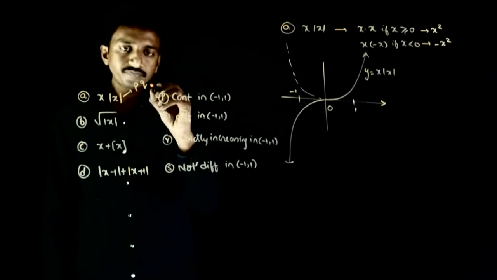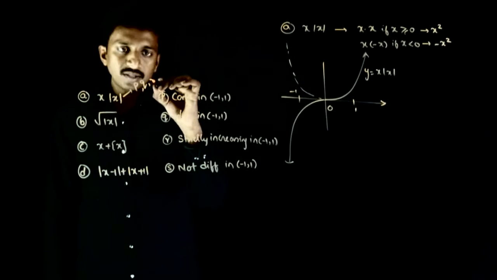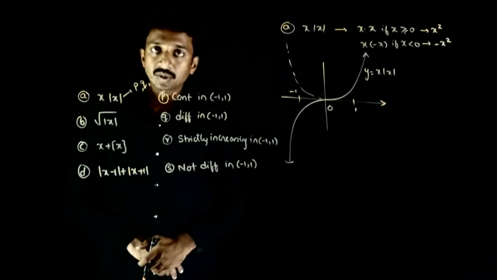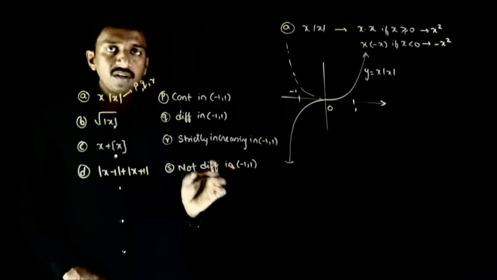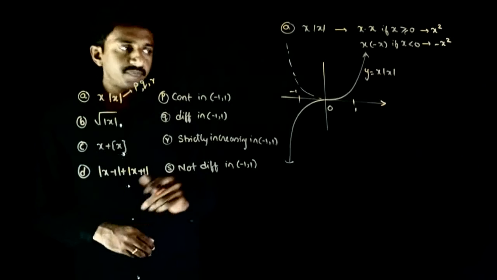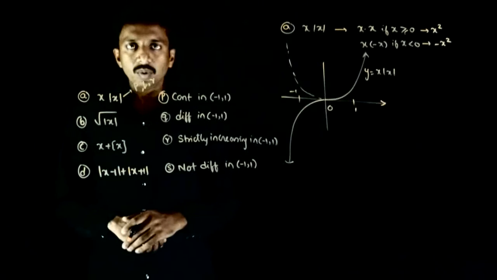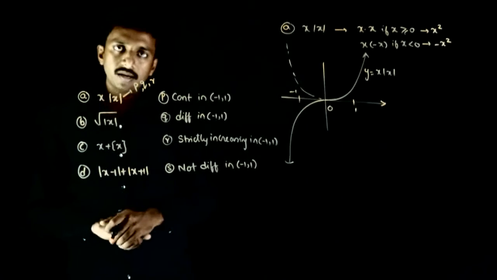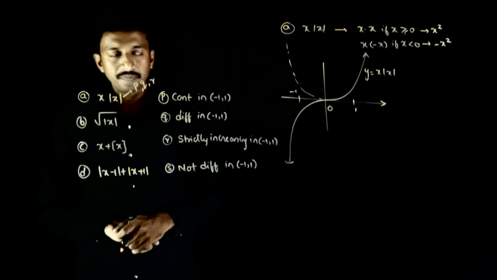Hence R is also okay. Strictly increasing in -1 to 1. Not differentiable in -1 to 1 is not okay, क्योंकि it is differentiable in -1 to 1. So P, Q, R are right options for the first function.